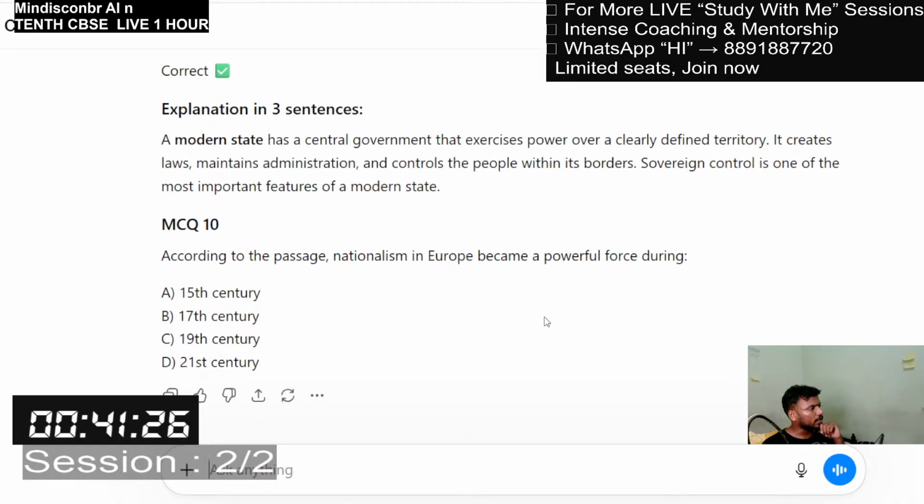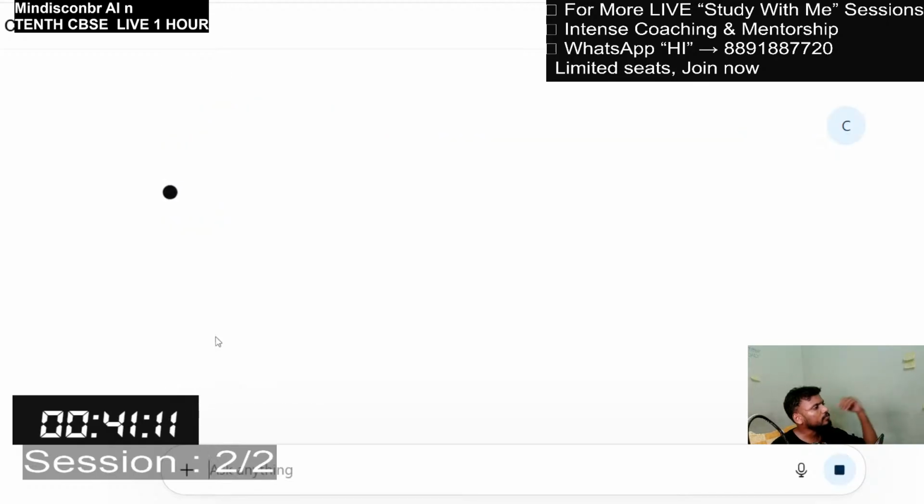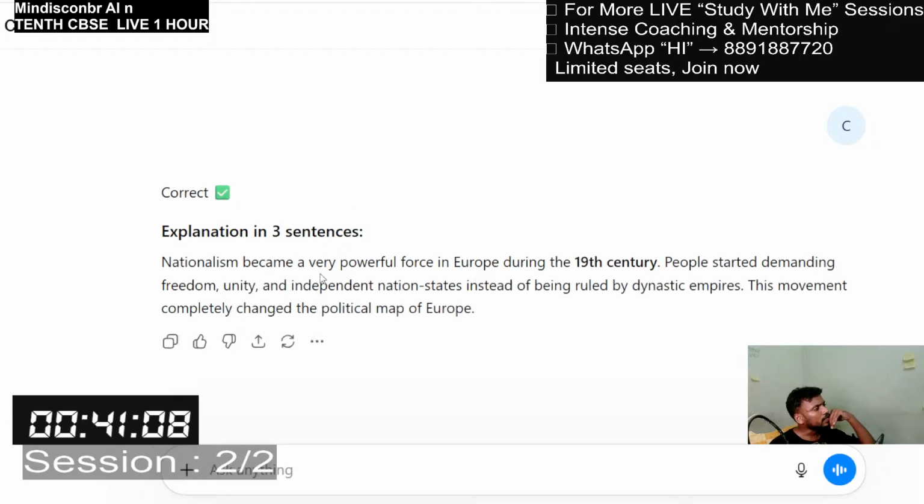According to the passage, nationalism in Europe became a powerful force during the 19th century. Nationalism became a very powerful force in Europe during the 19th century. People started demanding freedom, unity, and independent nation states instead of being ruled by dynastic empires. This movement completely changed the political map of Europe.